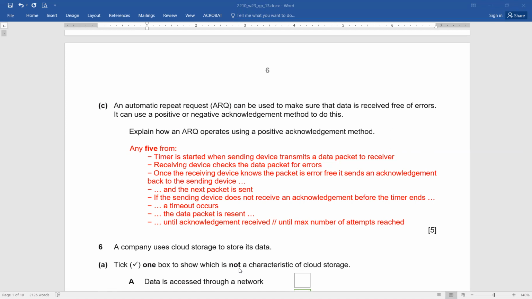Definitely, you need to go for a timer. The receiving device checks the data packet for errors. Once the receiving device knows the packet is error-free, it sends an acknowledgement back to the sending device, and the next packet is sent. If the sending device does not receive an acknowledgement before the timer ends, a timeout occurs, and the data packet is resent until acknowledgement is received or until the maximum number of attempts is reached.